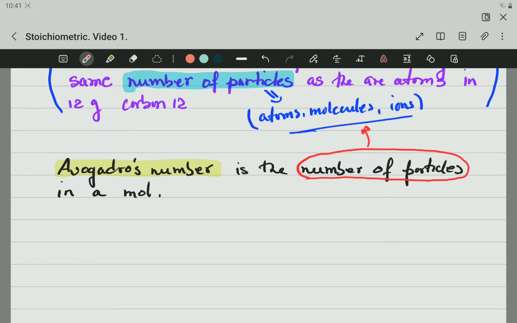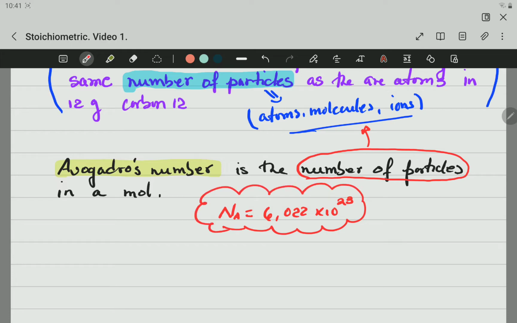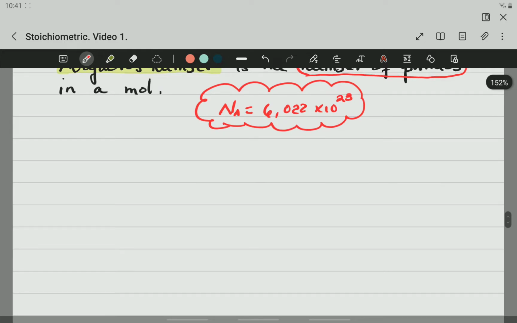The symbol for Avogadro's number is capital N subscript A, and the number of particles we are talking about is 6.022 times 10 to the 23. That is Avogadro's number. So one mole of bread, for instance, will have this number of bread particles. One mole of water will have this number of water molecules, because water is made of molecules. Let's see that example real fast.